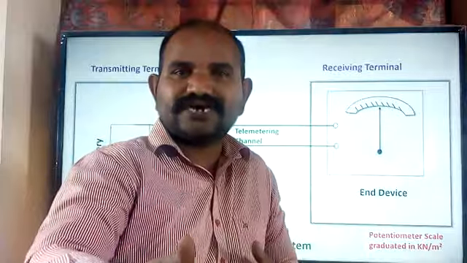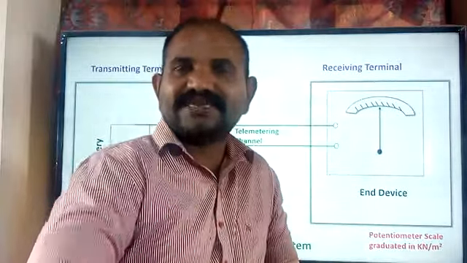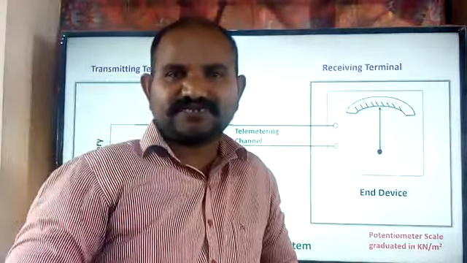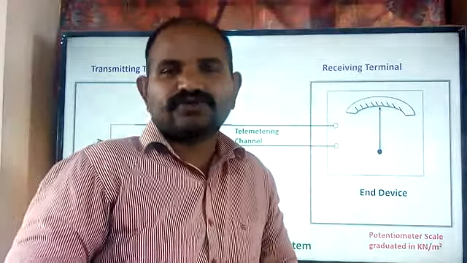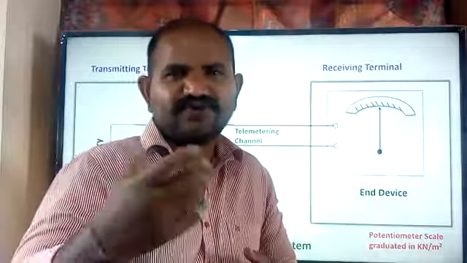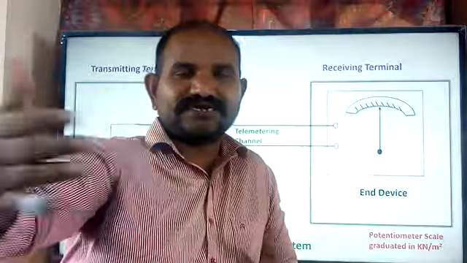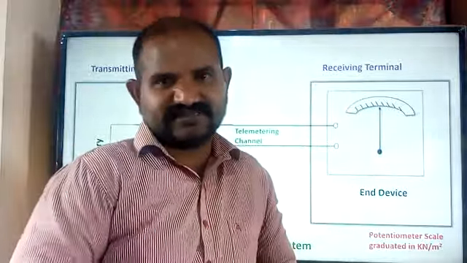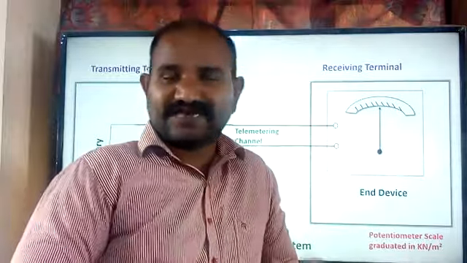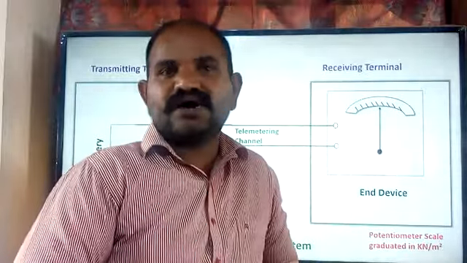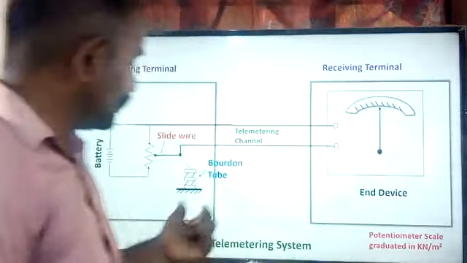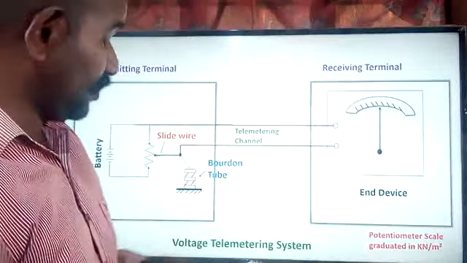So we are not sure that the area of cross section of the wire is maintained uniformly throughout the communication path. It is not possible, so that's why it is restricted to a particular length only, not beyond that. It is one of the reasons why we are not using the voltage telemetry system for long distances, because the communication path plays a major role.